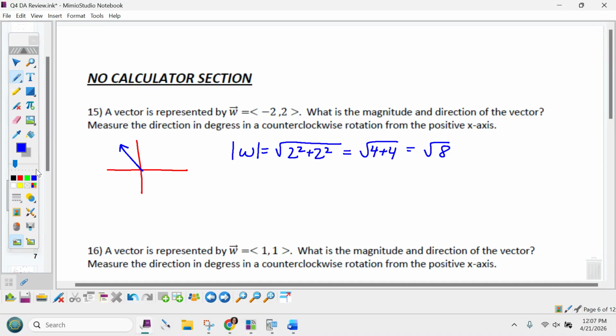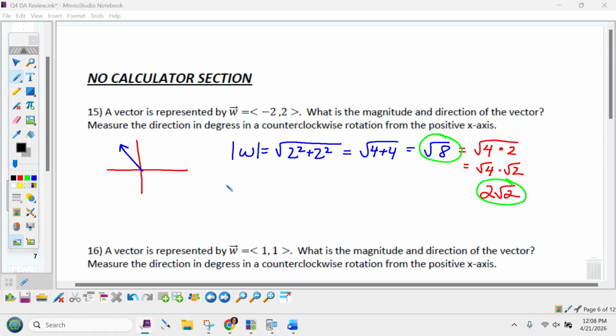Let's simplify the square root of 8. What two numbers multiply to 8, one of them being a perfect square? I hope you thought about 4 and 2, because now we can think of this as the square root of 4 times the square root of 2. And the square root of 4 is 2, and the square root of 2 stays. So 2 correct answers. The square root of 8 is the magnitude, but that also simplifies to 2 root 2.